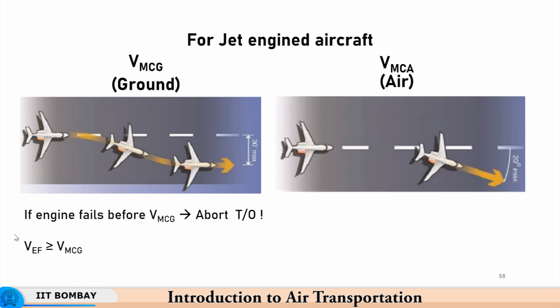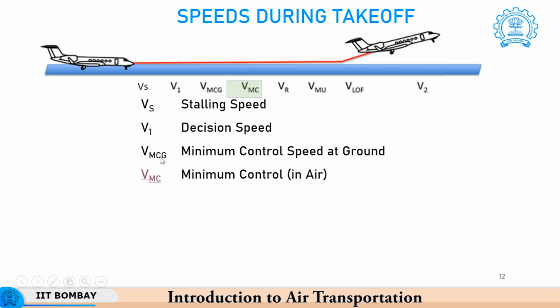Then we also have what is called VMC air, that is how controllable the aircraft is when it is in the air. For VMC there is a requirement that V2, which I have not discussed so far, the safety speed, should be more than 1.1 times VMCA, and also 1.2 times the Vstall. So, going back, we have seen VMCG and we have seen VMC.